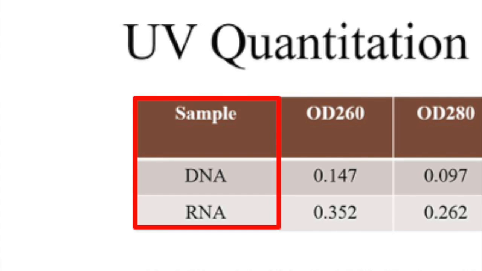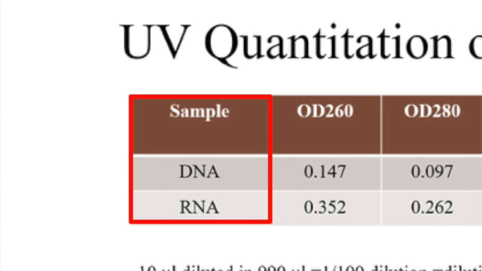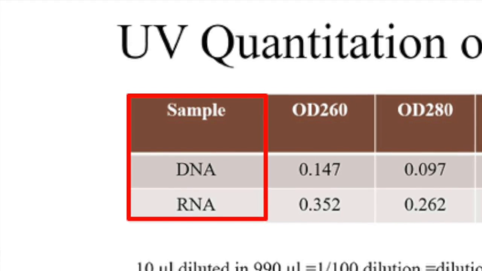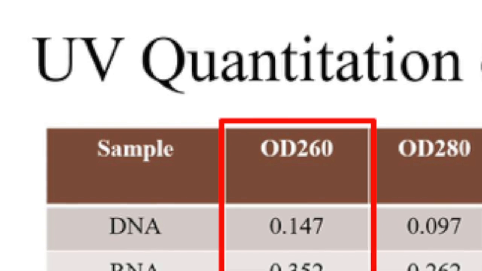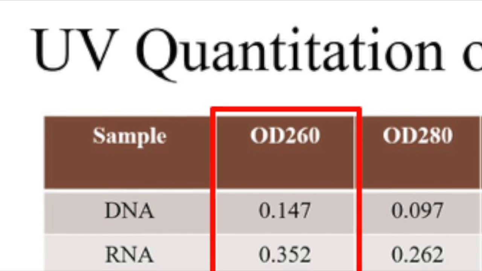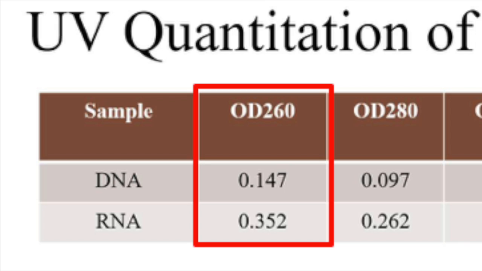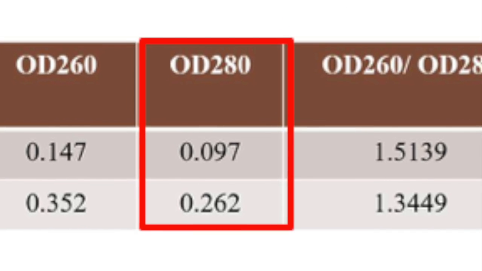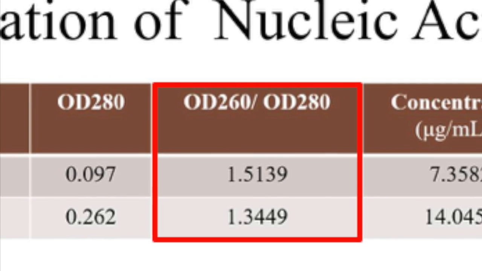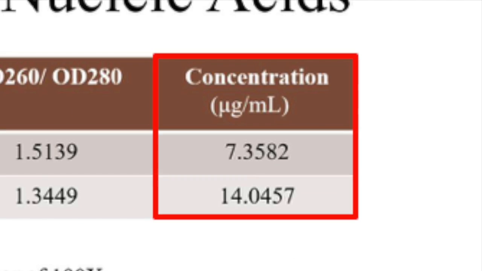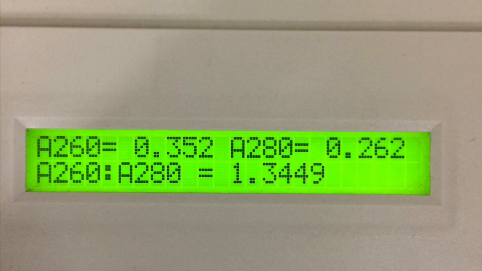The following table shows a summary of the UV quantitation of nucleic acids. In the first column, you can see the sample, the type of sample. The second column comprises the optical density at a wavelength of 260 nanometers. The third is the optical density at 280, the fourth is the ratio between the optical densities, and the final is the concentration in micrograms per milliliter.